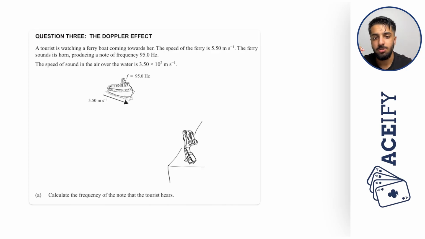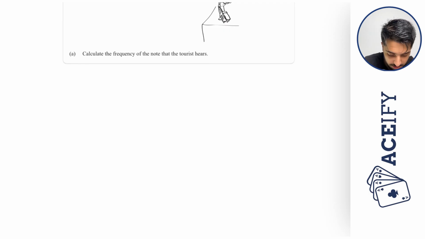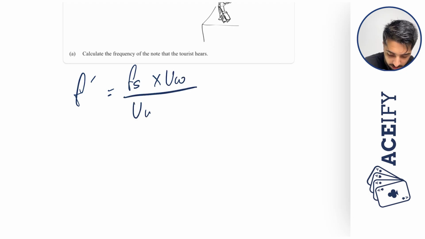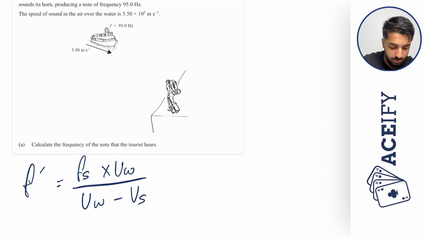Calculate the frequency of note heard by the tourist. Okay, so this is our simple Doppler, where we have f prime is equal to the frequency of our source times the velocity of the wave, all over the velocity of the wave minus the velocity of the source. Again, we know it's minus because this is on approach, and so we use our minus in this scenario.